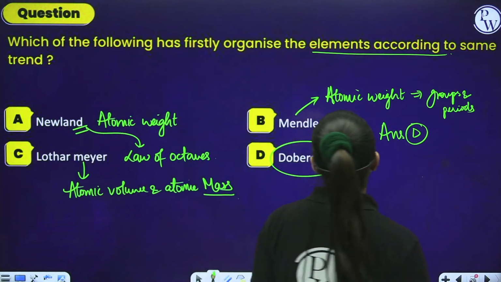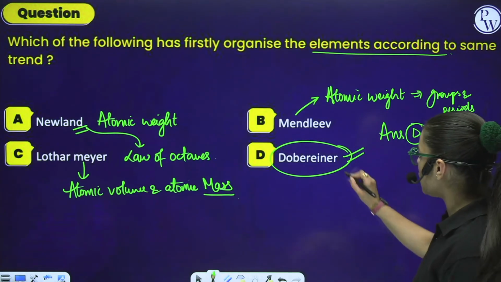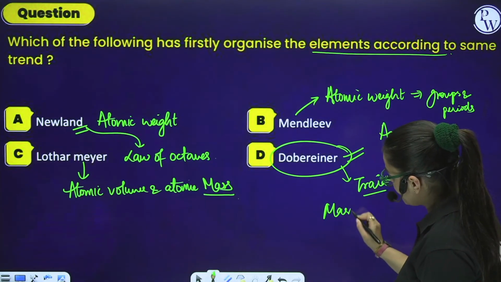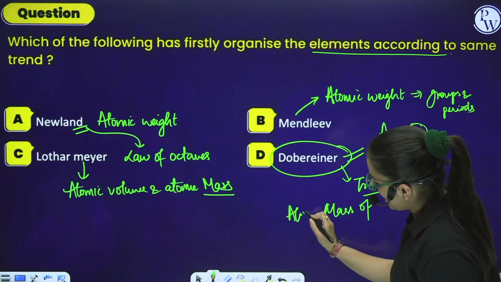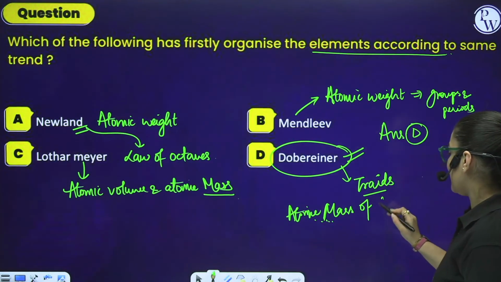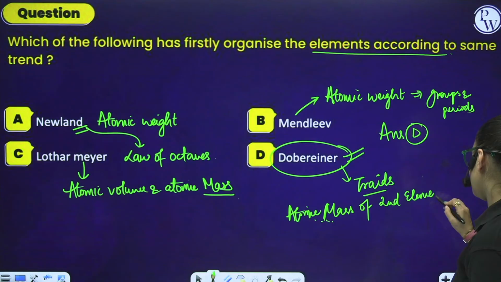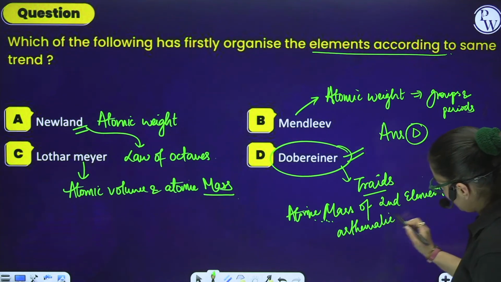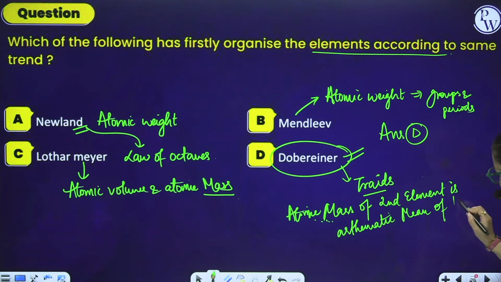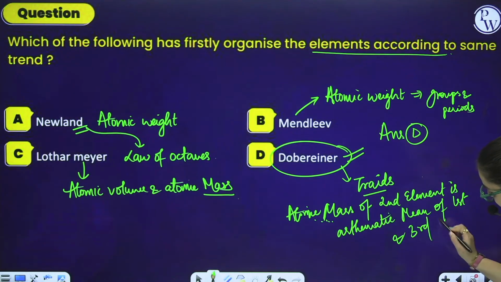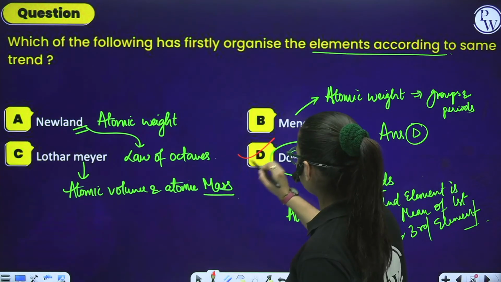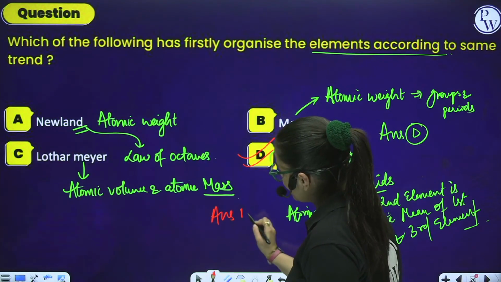So Dobereiner is the first answer because he was the first one to initiate it. Also, Dobereiner gave the law of triads, that the atomic mass of the second element is the arithmetic mean of the first and third elements. So it's a quick revision also. The answer over here comes out to be option number D, students.